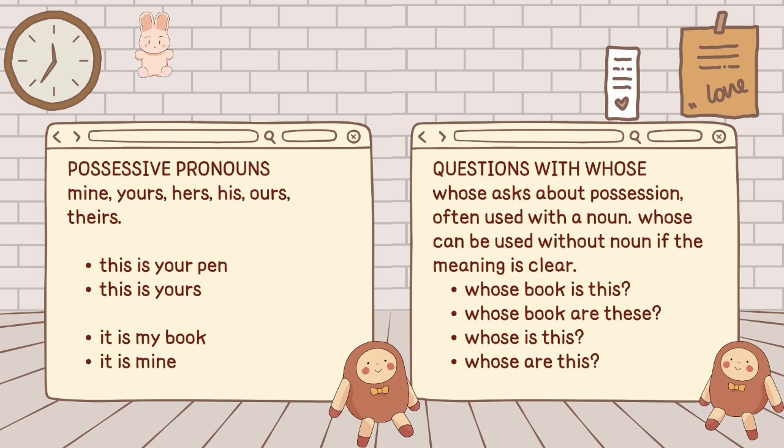Possessive pronouns: mine, yours, hers, his, ours, and theirs. This is your pen. This is yours. They have the same meaning. It is my book. It is mine. They have the same meaning.